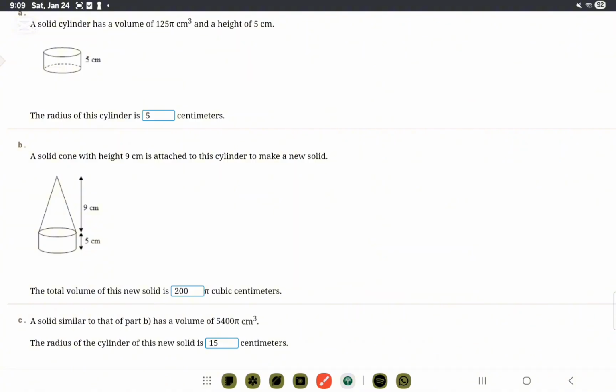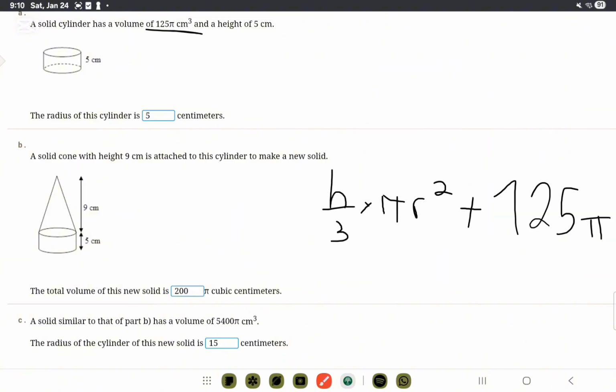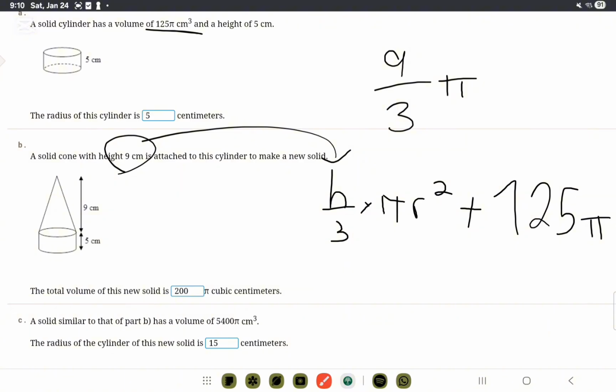Anyways, the volume of a cone is h over 3 pi r squared. So now what you need to do is add 125 pi. The height is 9, so it's going to be 9 over 3 pi, the radius is 5, as we found here, 5 squared, plus 125. You get 200 pi.